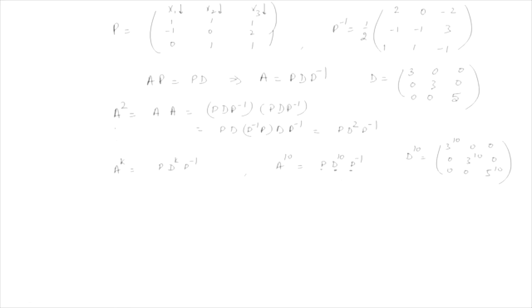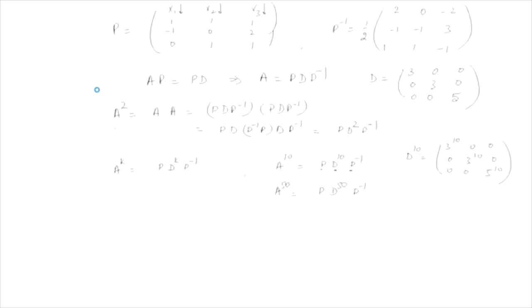So, simply multiplication of these three matrices will give you A raised to power 10, which otherwise you would have to find by 10 matrix multiplications. Suppose you want to find A raised to power 50. Similarly, you can find A raised to power 50 also, as P D raised to power 50 into P inverse, by the matrix multiplication of these three.